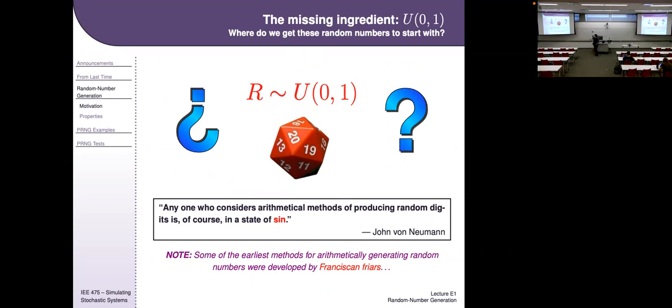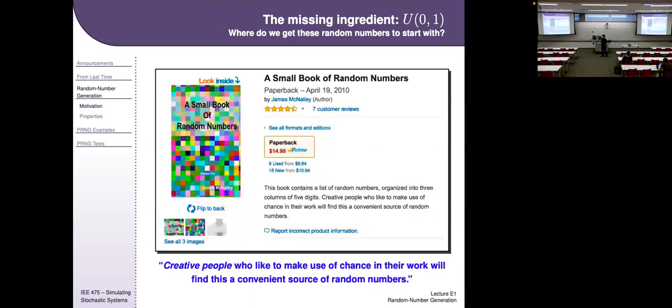John von Neumann, one of the founders of modern computing and a bunch of other things, who was also present when they started working with random numbers, had this quote: "Anyone who considers arithmetical methods, or in other words, computational methods of producing random digits, is in a state of sin." I thought that was interesting because historically, some of the first people to come up with random number generators were actually friars. One of the things they were doing was coming up with some of these early methods for randomness.